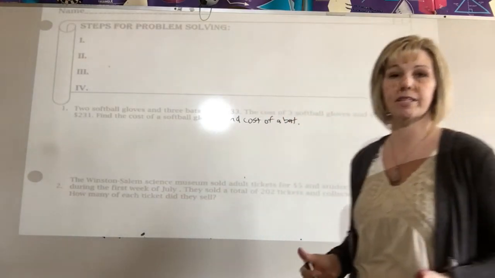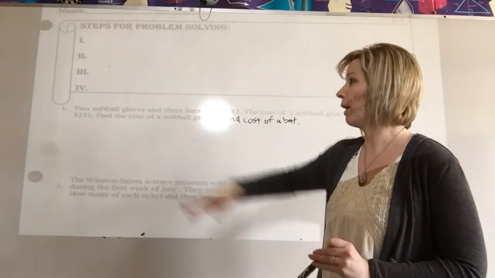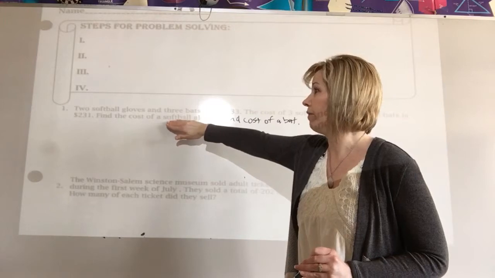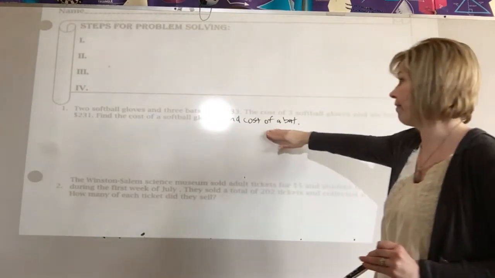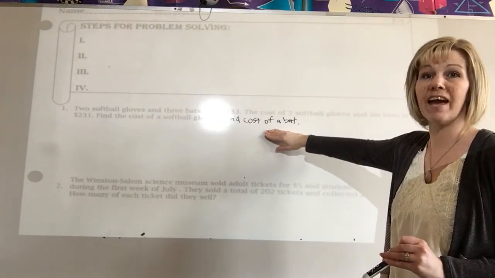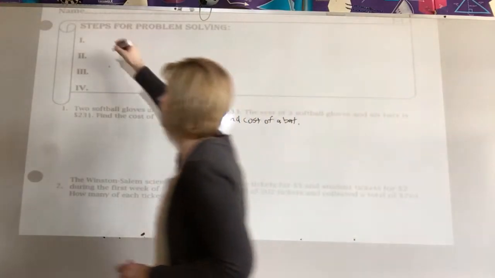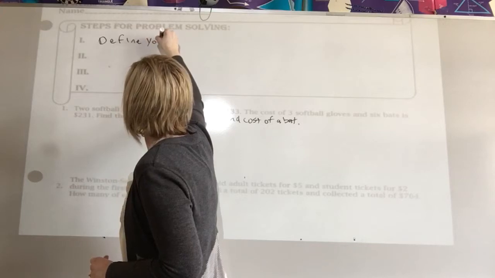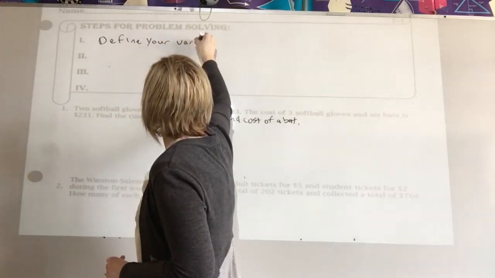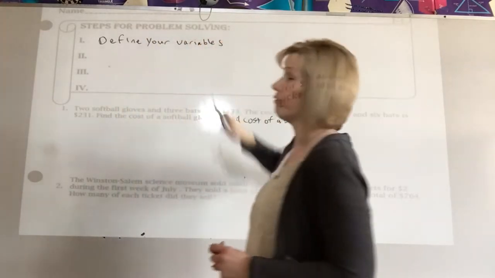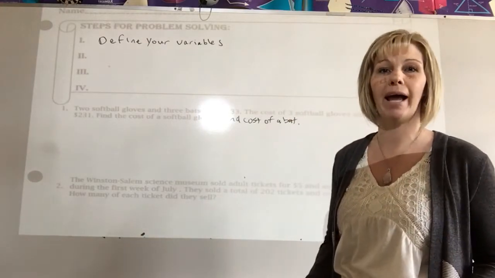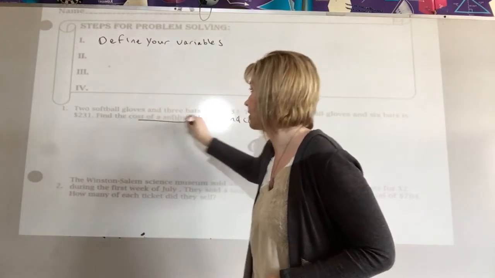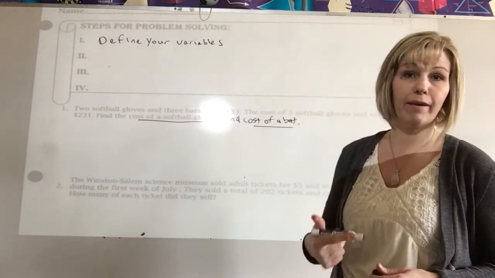Okay, so very first thing, when you're looking at a problem, it's probably going to come at the end. What is it that you need to figure out? Well, we need to figure out the cost of the softball glove and the cost of a bat. So the very first thing I want you to do is to define your variables. You don't have to use X and Y. I like letters that make sense for the problem, like we're looking at a glove and a bat.